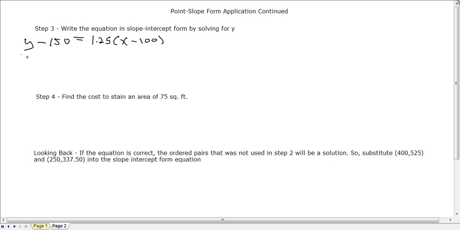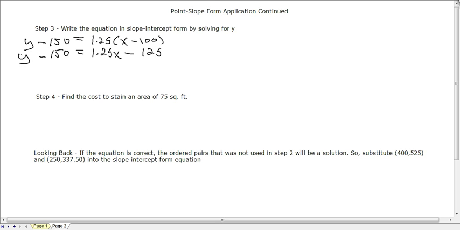So, okay. y minus 150 is going to equal 1.25 times x, which will give us 1.25x, and here we have 1.25 times 100. That's just 2 decimal places, and that's going to give us minus 125. You can do the math on that. I'm sure you have your TI-84 handy.